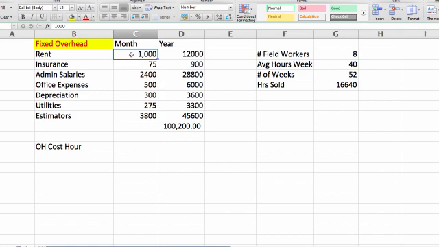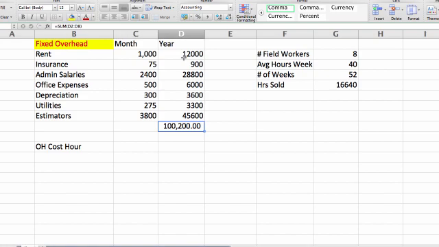So on a monthly basis, you spend $1,000 on rent, you spend $75 on insurance, you have an admin person that costs you $2,400 a month, you have office expenses of $500 a month, and these expenses equate to these annual costs right here. You have an estimator slash sales guy slash trainer. He's $45 a year. So you have what we're going to call fixed overhead of just over $100,000 a year.